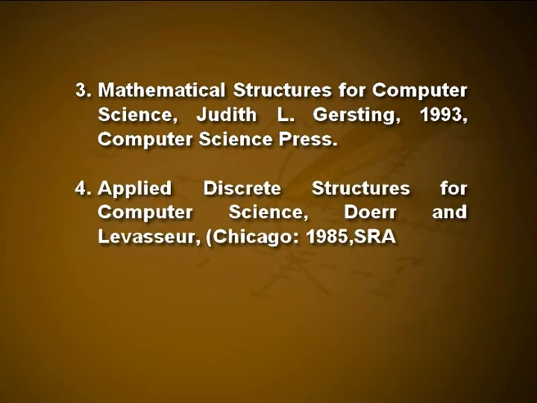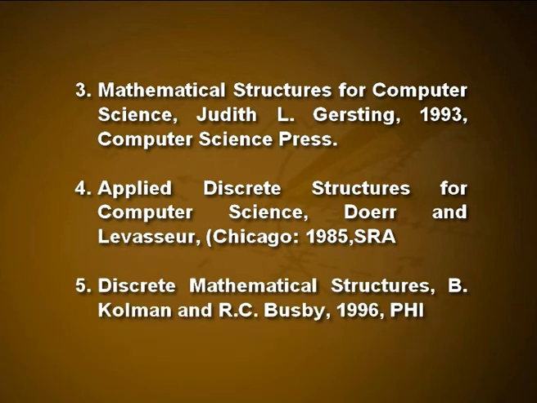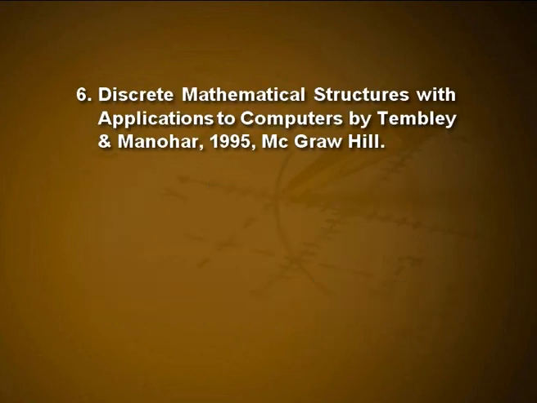Fourth one, Applied Discrete Structures for Computer Science by Doerr and Levasseur, Chicago, 1985, SRA. Fifth one, Discrete Mathematical Structures by Coleman and Busby in 1996 by Prentice Hall, International Edition. Discrete Mathematical Structures with Applications to Computer Science by Tremblay and Manohar in 1995 by McGraw-Hill.